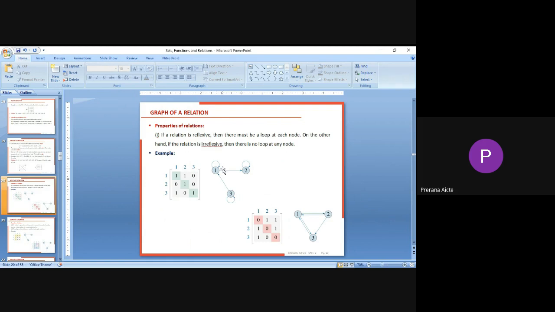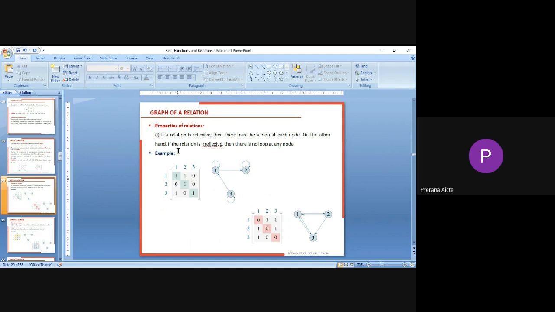Based on the graph, that is the relation graph we constructed, we may observe different properties. How can we observe that? Let us see here. If a relation is reflexive, then there must be a loop at each node.